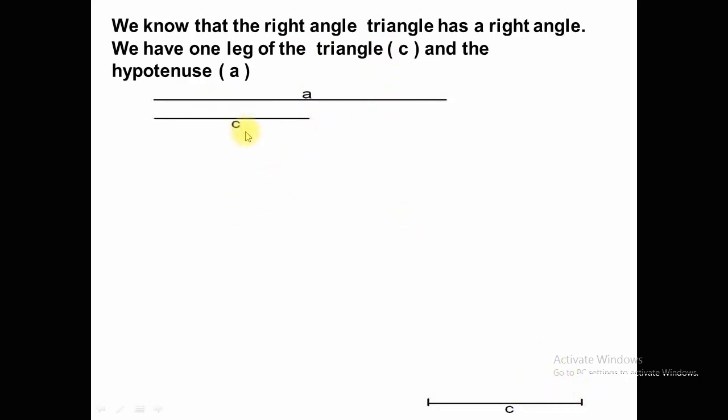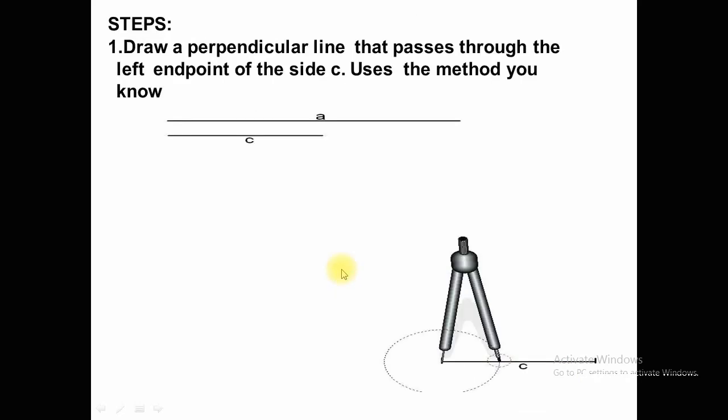Draw a line. For example, if it is given in the question that the length of the side C is 4 centimeter, then C will be the base and draw a line of 4 centimeter. Now draw a perpendicular line that passes through the left endpoint of the side C. Use the method you have already learned. Dear students, this sentence means that first of all, draw the base side and then construct an angle of 90 degrees at this left endpoint of the side C, and you may construct the perpendicular bisector at this endpoint also. So if you want to construct the perpendicular line at this endpoint, it means that construct an angle of 90 degrees at this point C.